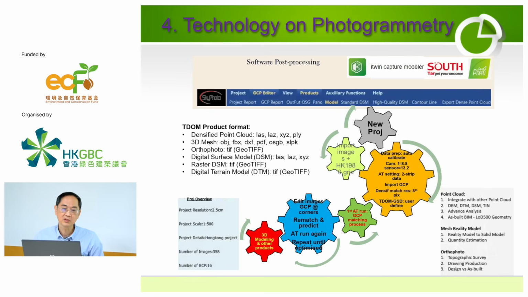So now we are going to do the software processing of the photogrammetry. After we took the photos, we'll put them into the software to do the processing. We need to start a new project. We import our images with the Hong Kong 1980 grid, and then we tell the system our camera.